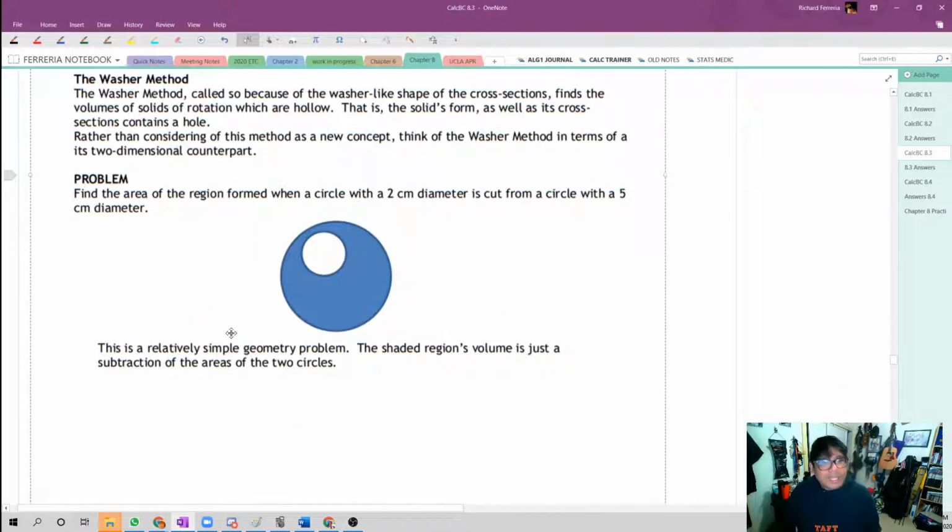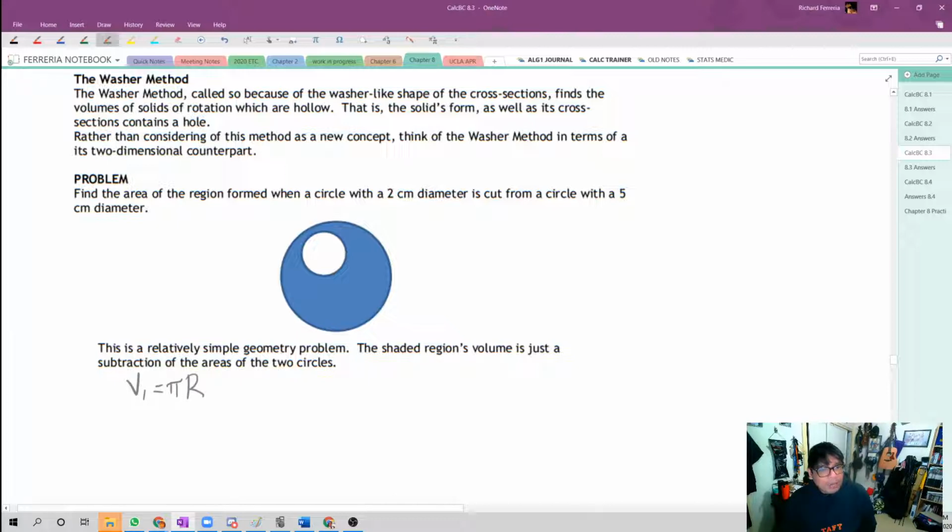So to get us started, we're taking a look at this relatively simple geometry problem. We were supposed to find the area of the region formed when a circle of 2 centimeter diameter is cut from a circle with a 5 centimeter diameter. So, go ahead and figure this out if you like. The volumes, they just need to be subtracted. So we're going to do volume 2. No, why am I doing 2? Volume 1 is going to be the big volume. And that's going to be equal to pi r squared.